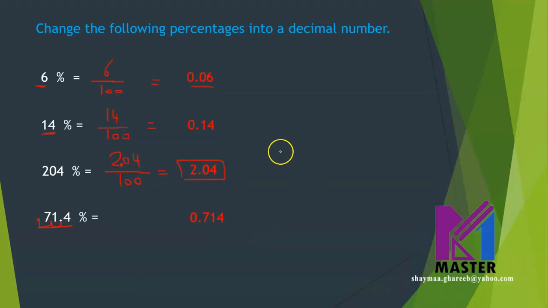So it will be 0.714. So we can say in order to change a percentage into a decimal number, we divide the number of the percentage by 100. So I'm going to divide by 100 to get the decimal number. Is this clear?